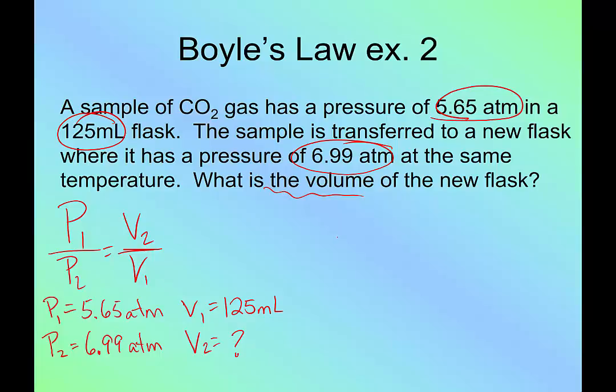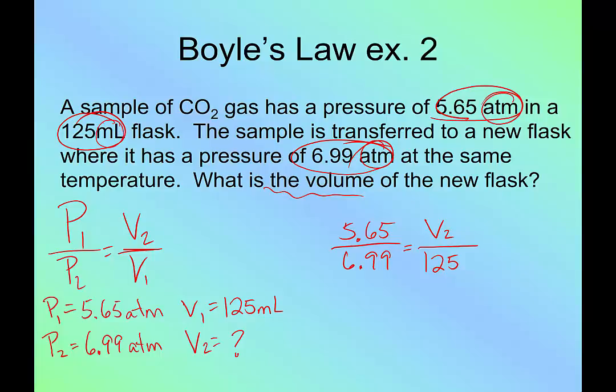So now I plug it into my formula. 5.65 over 6.99 equals V2, because that's what I'm solving for, over 125. Now, a little bit different from solutions, and I just want to point out this fact, it doesn't really matter what units your volume or your pressures are in, as long as they're the same unit. So notice that pressure was given in atmospheres both times. That's fine, as long as they're both the same.